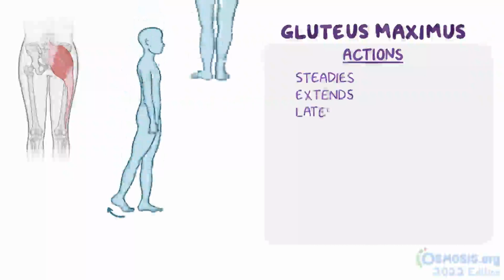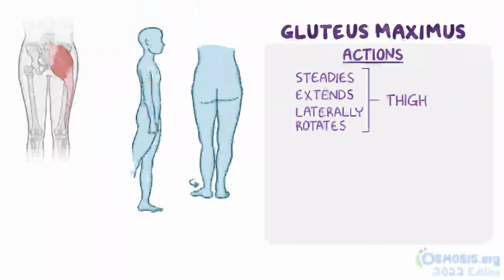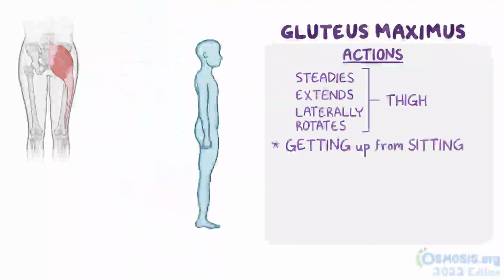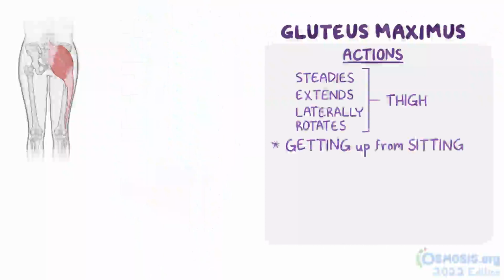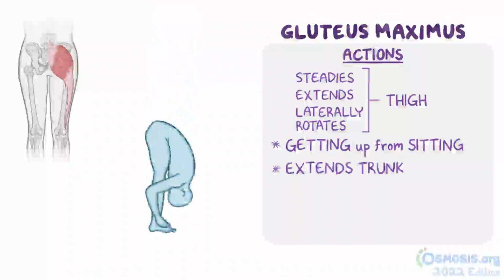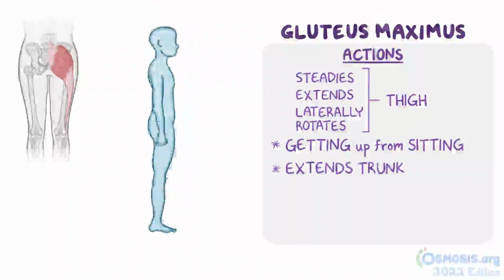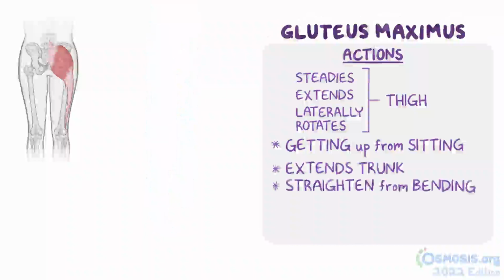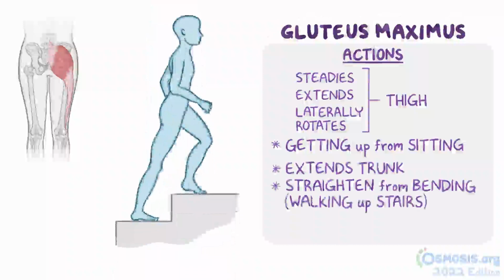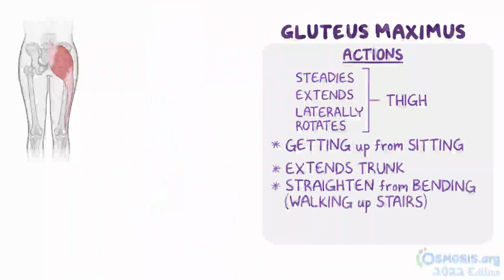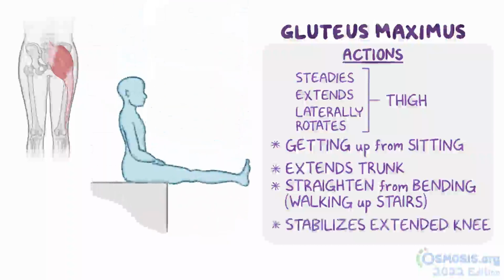When it comes to actions, it steadies, extends, and laterally rotates the thigh. It helps with getting up from a sitting position, and when the distal attachment of the gluteus maximus is fixed, the muscle extends the trunk on the lower limb. It also helps us straighten from bending positions, like when walking upstairs or hills. Finally, since the gluteus maximus inserts onto the iliotibial tract, it also assists in stabilizing the extended knee.